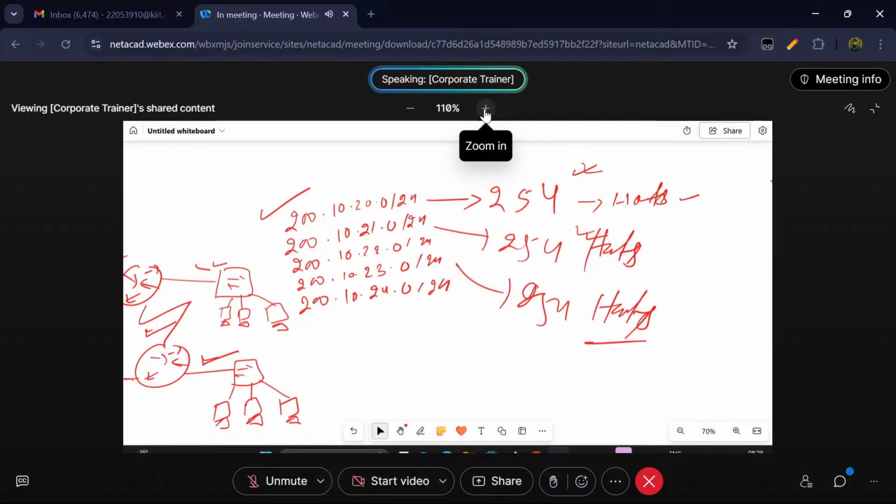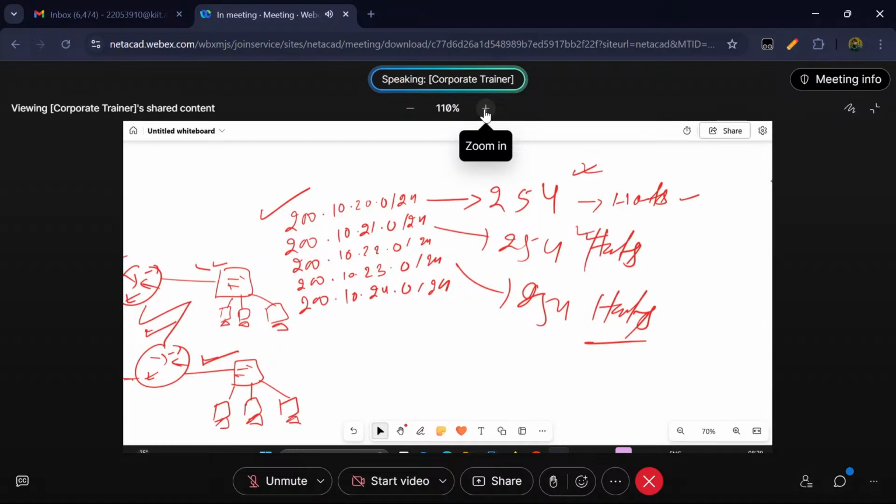Why create so many different class C or class A or class B networks? Because in each and every network there will be a huge number of hosts you can configure, and you are not going to configure that many hosts. You are unnecessarily wasting those IP addresses, right?